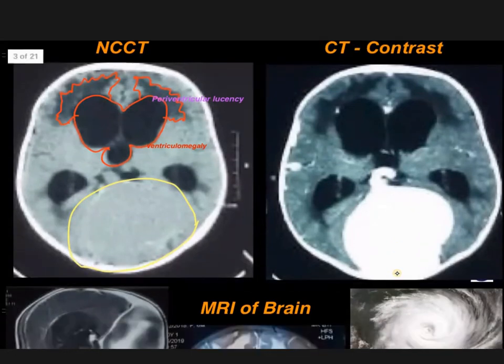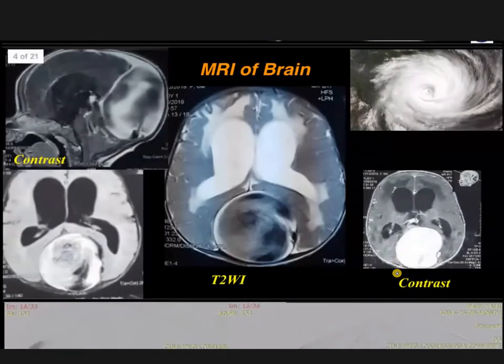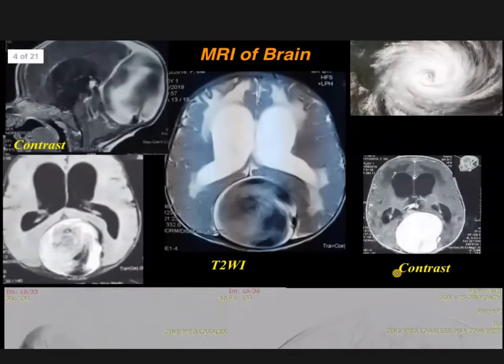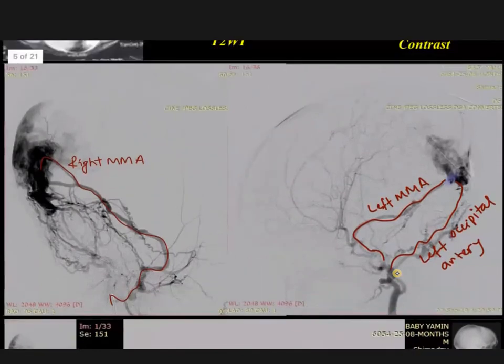On MRI, the lesion is mixed intensity in both T1 and T2, and there is inhomogeneous contrast enhancement. And we can see in the T2 weighted image a hole, like a hurricane. Possibly it indicates some vascular lesion there. We have planned digital subtraction angiography on that baby.